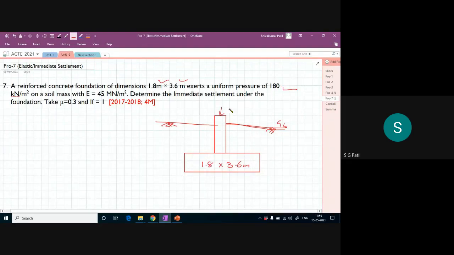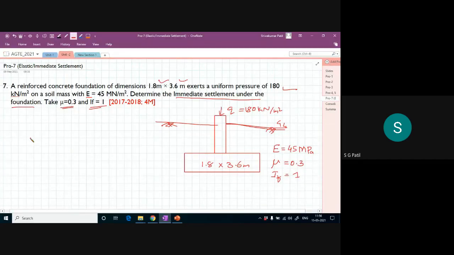So what is my Q value? Q is equal to 180 kilonewton per meter square, and a soil mass with a Young's modulus of 45 meganewton per meter square. So what is the Young's modulus here? 45 megapascal. Determine the immediate settlement under the foundation and take mu equal to 0.3. What is the Poisson's ratio they have given? 0.3, and influence factor IF is 1. So the influence factor is 1.